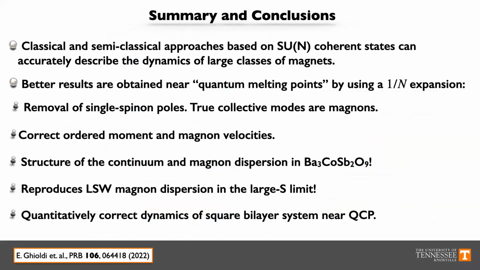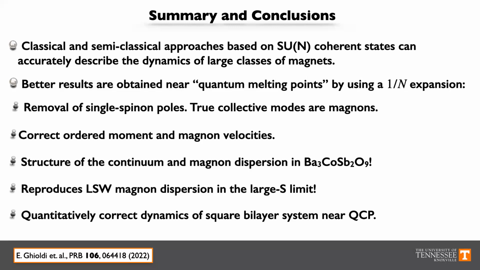Let me just say that classical and semi-classical approaches based on SU(N) coherent states can accurately describe the dynamics of many magnets, realistic magnets. You don't need to go to exotic systems. Near quantum critical points, simple ones, or the less trivial ones associated with transitions into spin liquids, it's better to use a large N expansion. Again, it's useful to generalize this large N expansion, so your starting group is not SU(2), but can be SU(N).